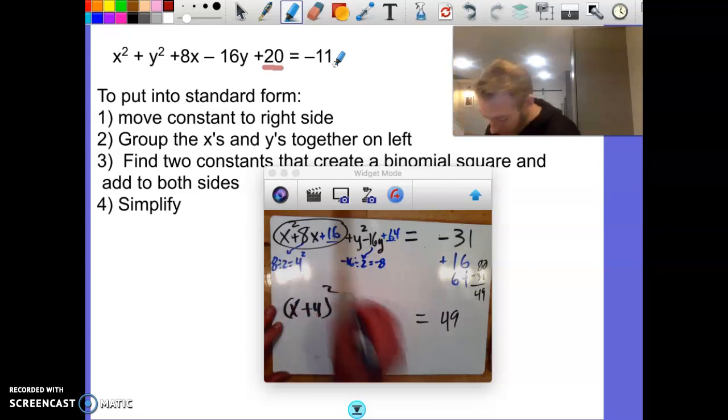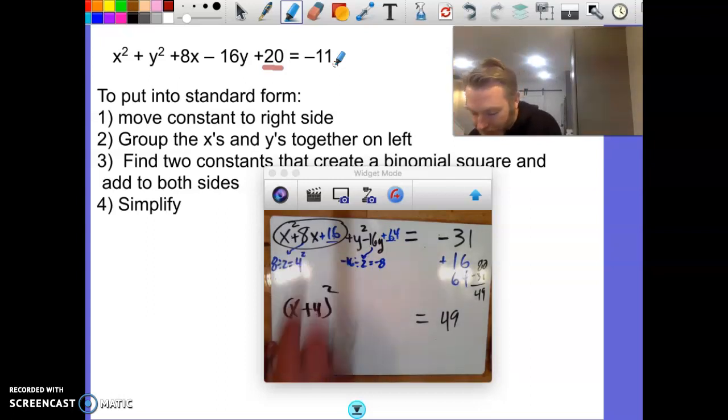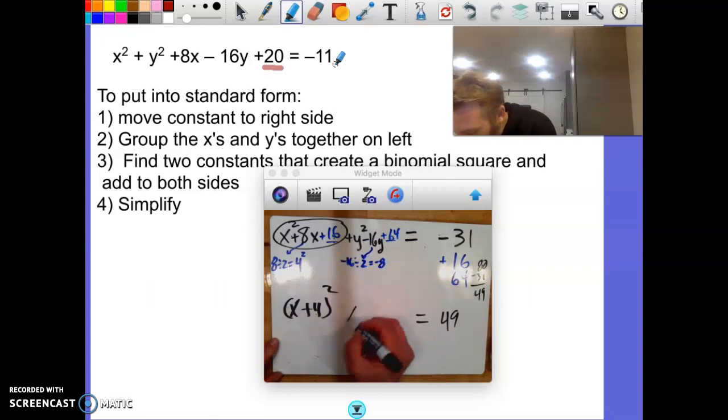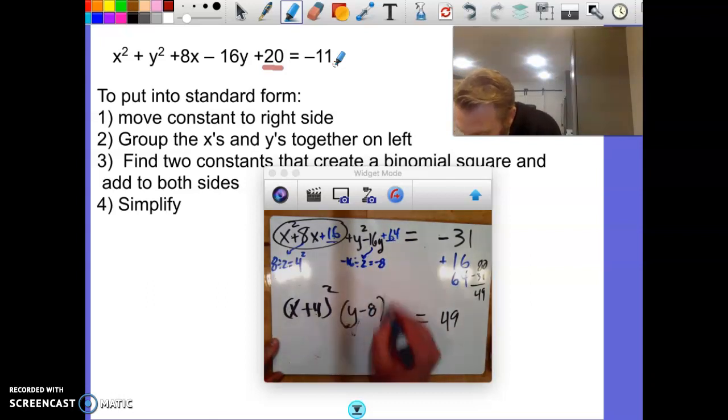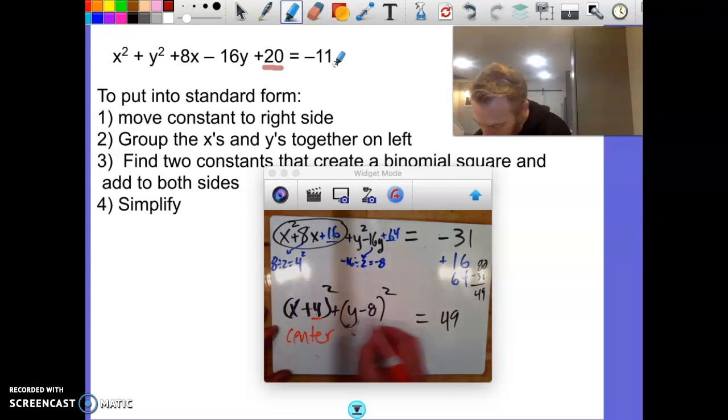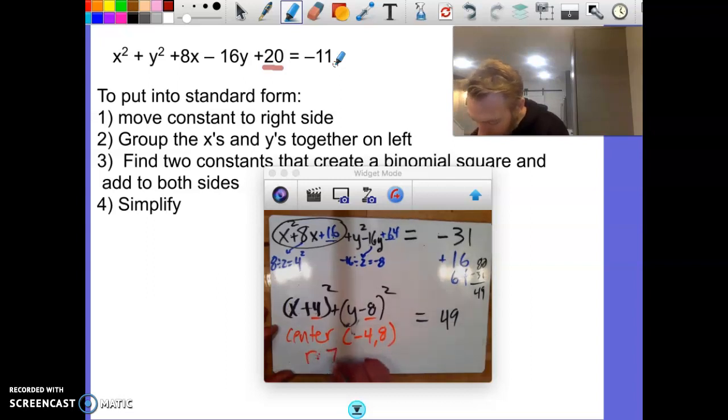You guys, it's going to work out like this every time. We're going to get a binomial square because of this blue number I added. And the same thing here. Multiplies to be 64, adds to be minus 16. X minus 8, y minus 8. Add the plus sign. Now I can locate my center. Here and here. Minus 4, positive 8. And my radius, square root of that.